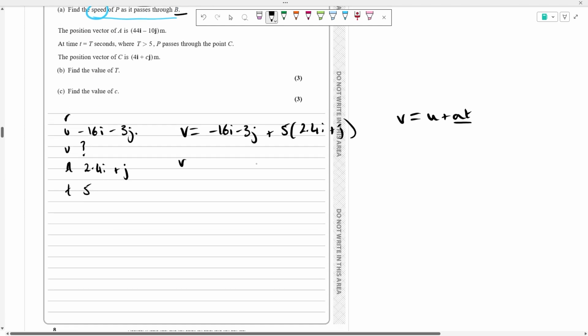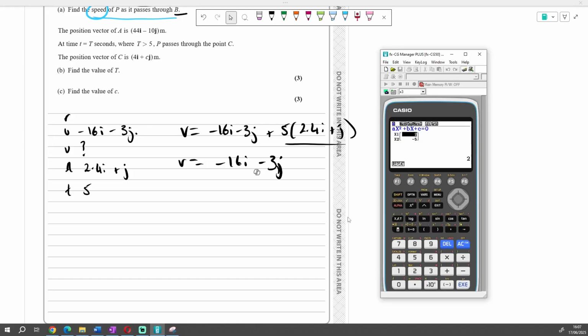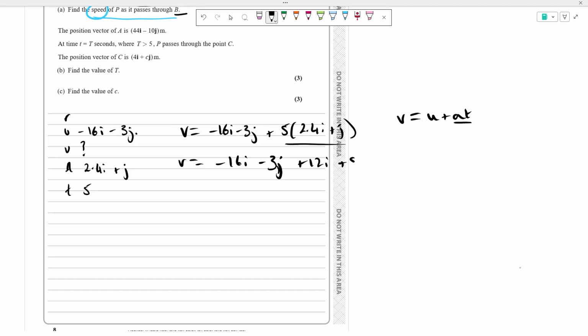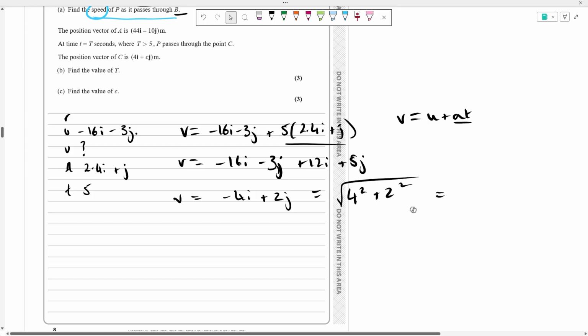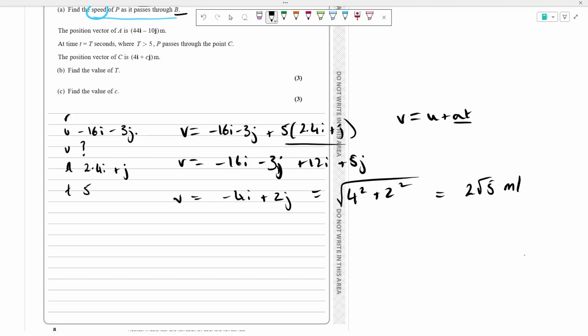So what I'm going to do is expand out this here. So this becomes minus 16i minus 3j. 5 times 2.4 is 12, so that's 12i plus 5j. We go ahead and simplify this. This becomes minus 4i plus 2j. But we do want the speed, so we're going to do some Pythagoras. 4 squared plus 2 squared. That's going to be root 20. I always like to check, I don't trust my mental maths. Yeah, 2 root 5 or root 20 meters per second.